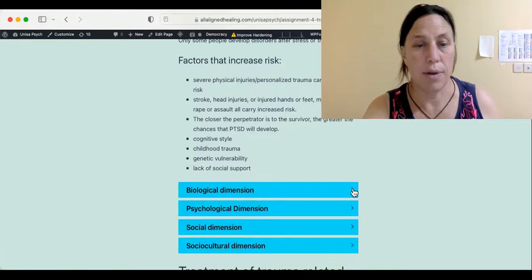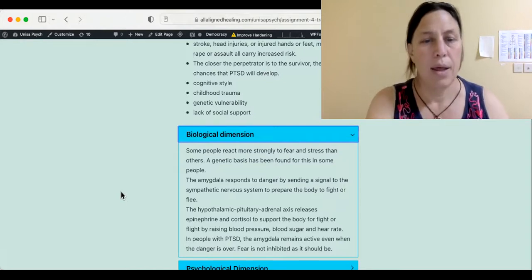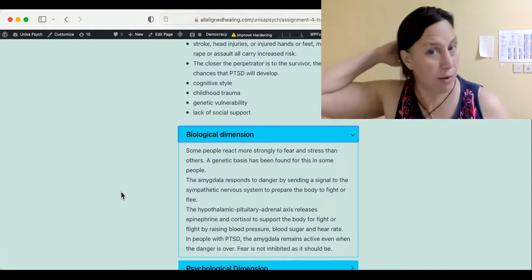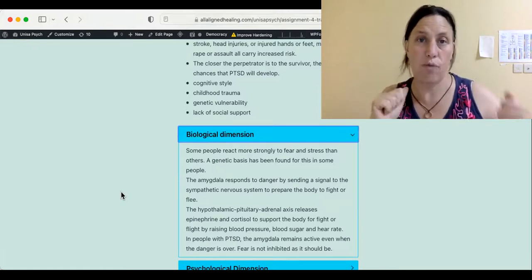Okay, so let's break this down. There is a genetic basis for some of this. The amygdala, because it manages fear, tells your sympathetic nervous system to get ready to flee or fight.